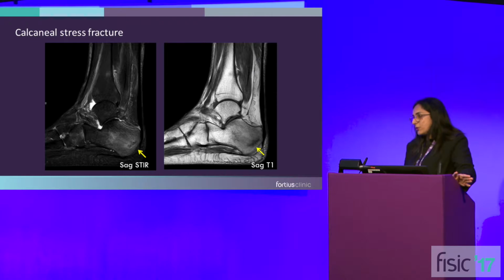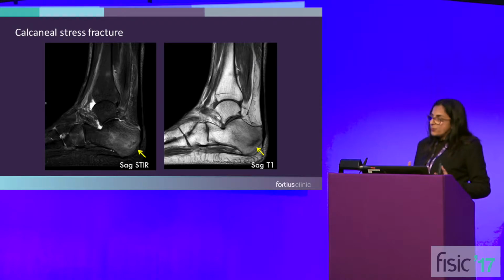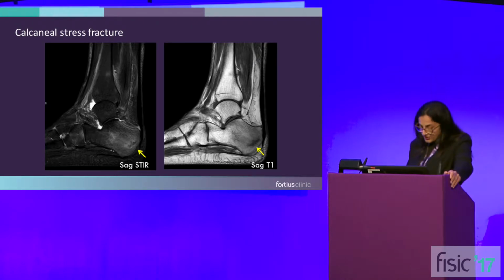Often you won't see anything on the plain film radiograph, but again, the clinical history is going to be important, and if you suspect a stress fracture, we should move quickly onto MRI. And again, you can see quite diffuse bone marrow edema within the calcaneum, and you will see this linear low signal line within it, consistent with a stress fracture.